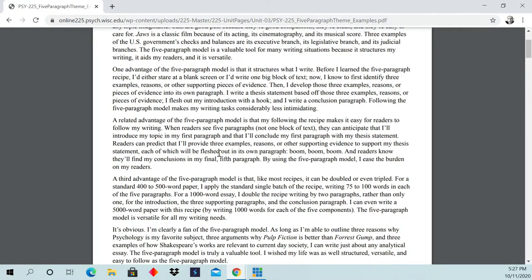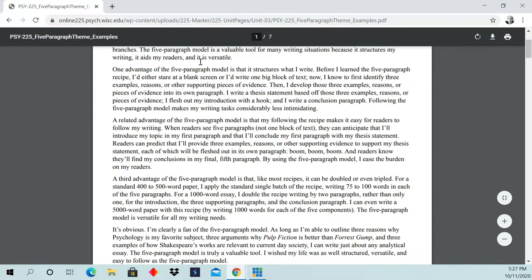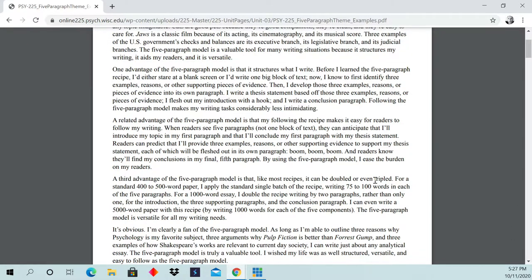So my second main point is in my second main body paragraph. Guess what's going to be in my third main body paragraph right down here where it says a third advantage? It should be my third main point, which I found in my thesis. It says it is versatile. Let's go down here. A third advantage of the five-paragraph model is that, like most recipes, it can be doubled or even tripled. Now, that doesn't say it's versatile directly, and I would say that that's maybe a little weakness of this topic sentence, but you can see that's what the writer is driving at.